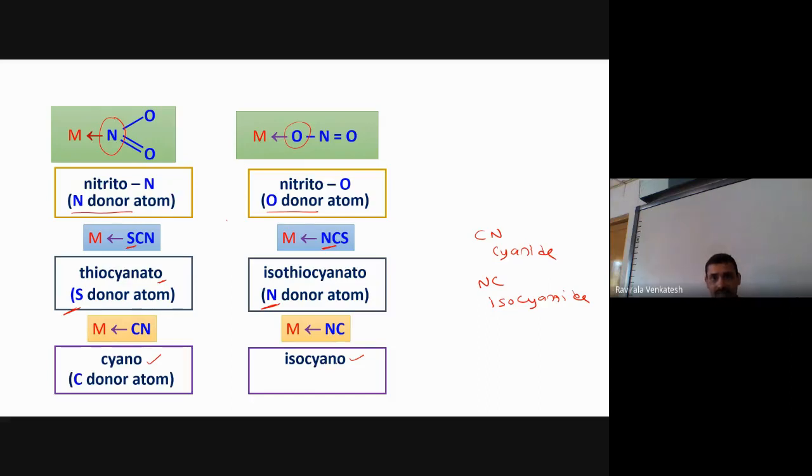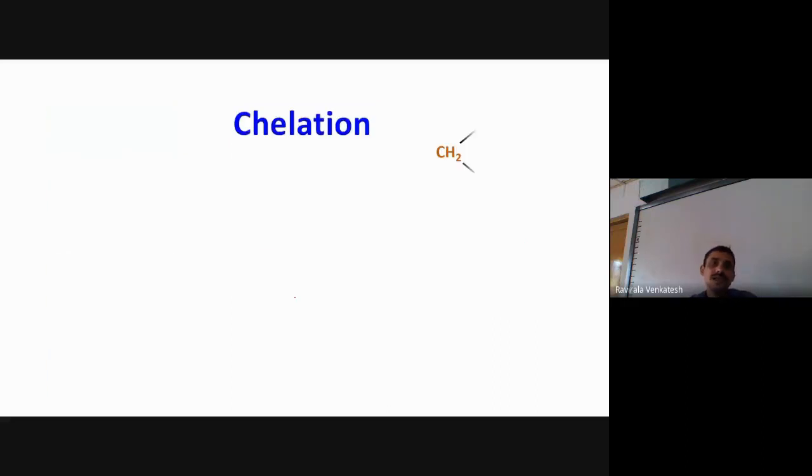If it is from the nitrogen side, that is called isocyano. The donor atom is nitrogen here, and the donor atom is carbon there. So these are very, very important for ambidentate ligands. You have to remember all these examples, because in MCQ they ask these questions.